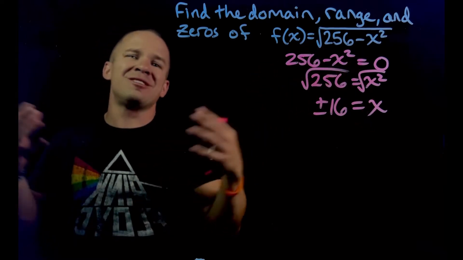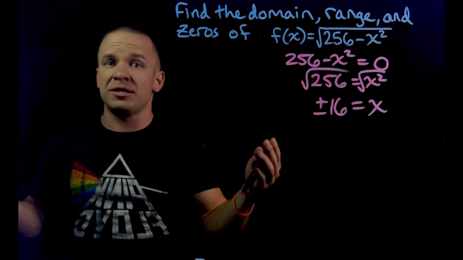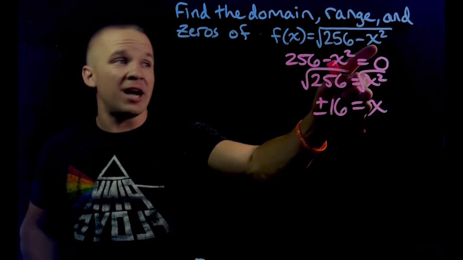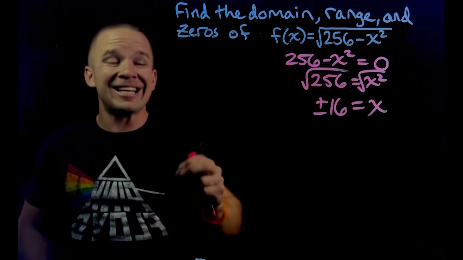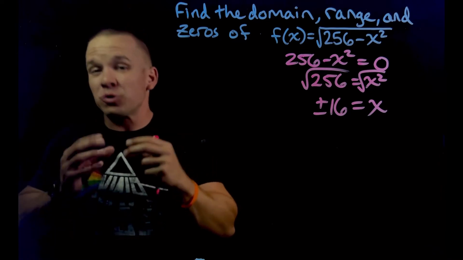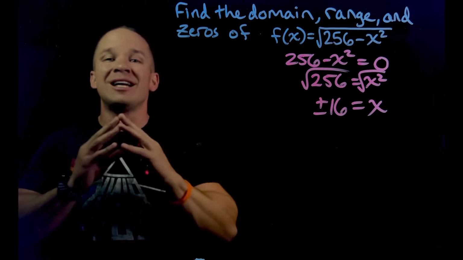How about the numbers outside? Well, something outside of positive and negative 16 would be, say, positive 20. If I plugged in 20 here, I'd get 400 for x squared. 256 minus 400, that's a negative number. And although you can take square roots of a negative and get imaginaries, it's not going to exist on this function, on this graph. So that is outside of it.